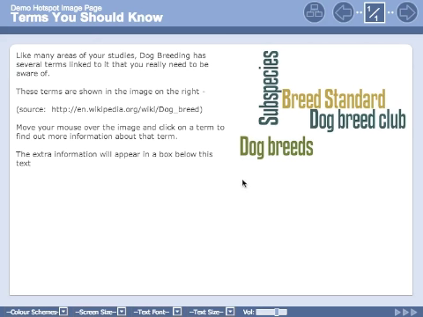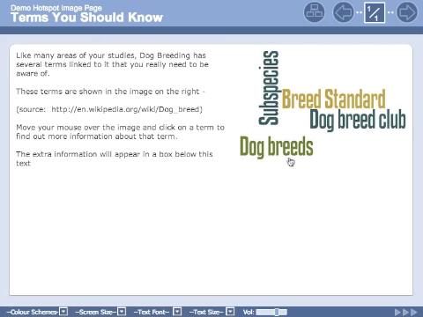My first example looks at dog breeding terms. On the left of the page is an area where you can provide a background to what the page is about, along with simple instructions of how to use the page. In this case, the page is used to explore dog breeding terms, and the learner is asked to move over the image on the right and click on a term to see more.